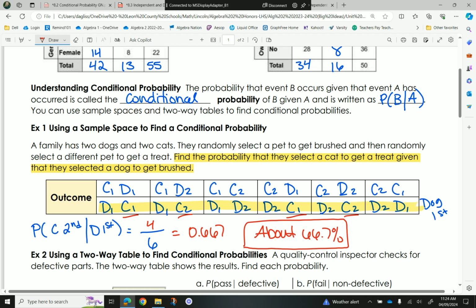Because it told me to find the probability they select a cat given that they've already selected a dog. So I had to know all of my outcomes. What are all the possibilities that could happen? And now I'm going to focus on what I already know.